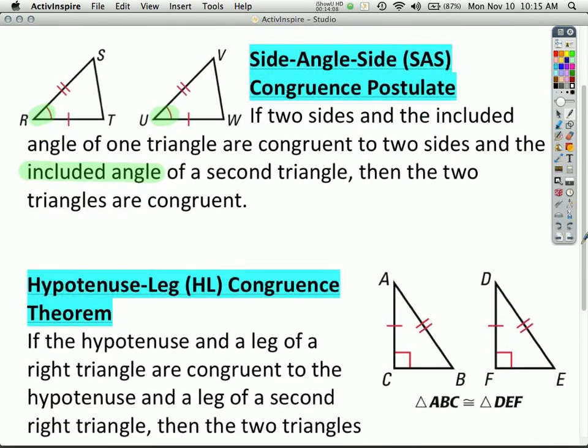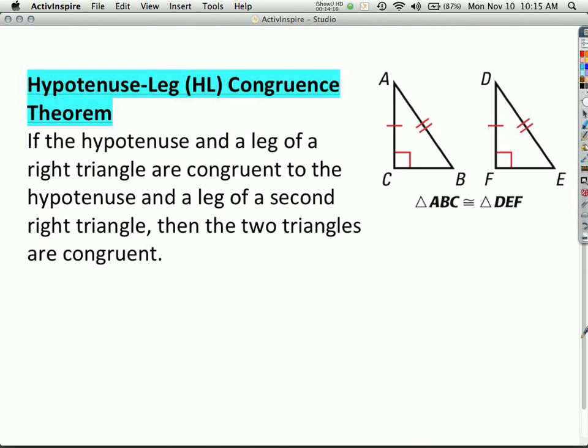Then we have the hypotenuse leg congruence theorem. And it's a theorem because it's supposed to be proven. We're going to start using it right away, but at some point you're going to have to prove it. And this one's a little bit different. What's the first thing that jumps out at you with hypotenuse leg? Fung? Yeah, this applies to right triangles only.